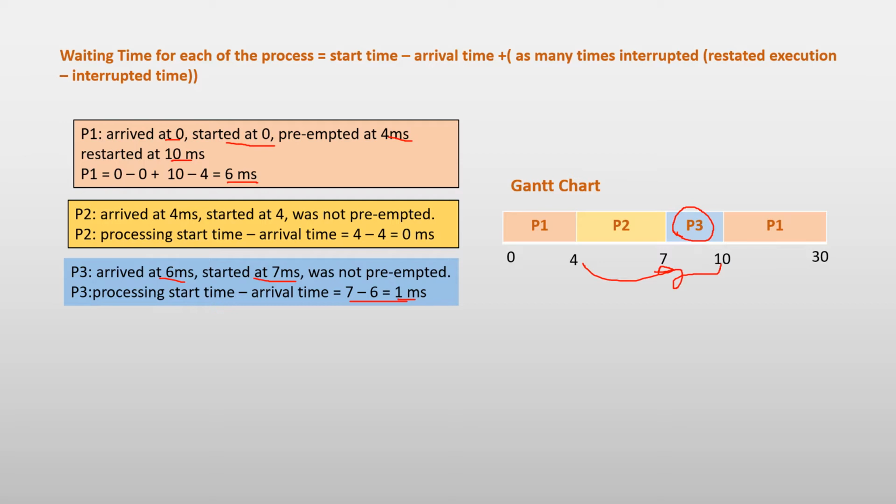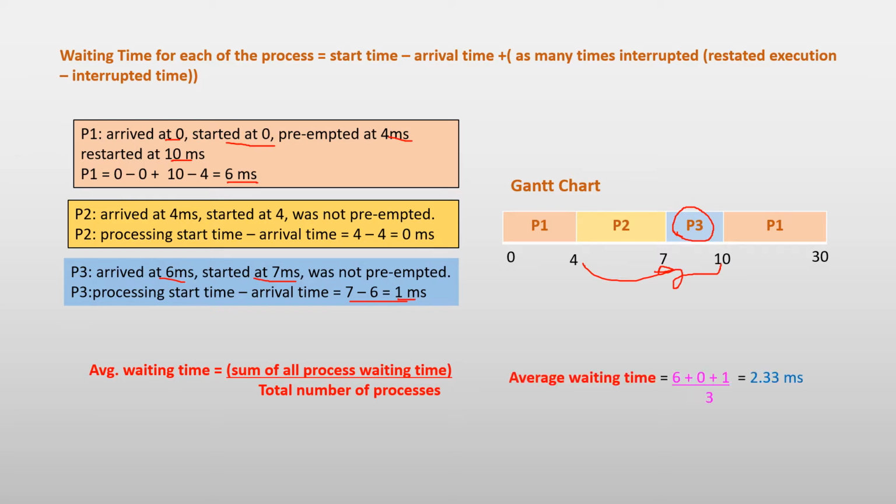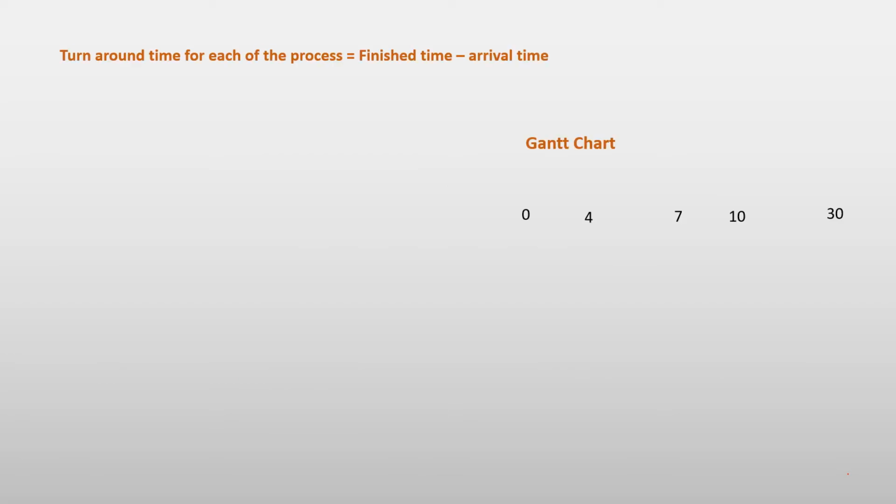So the total waiting time is 6 plus 0 plus 1, and the average waiting time is 2.33. Let's calculate the turnaround time now. Turnaround time is straightforward. It is finish time minus arrival time.